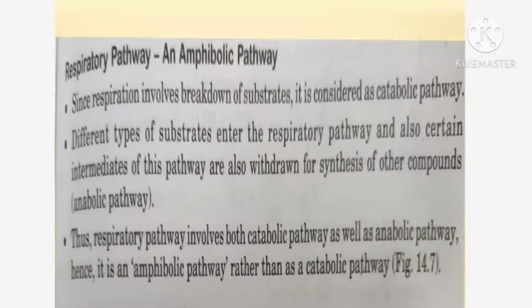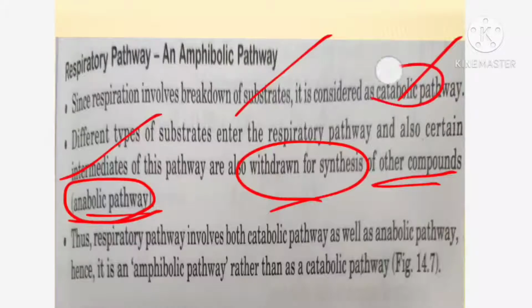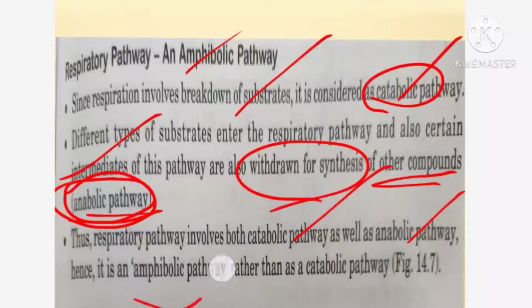So you can see, I will just read out what has been given. It's not that clear, I will read out. Since respiration involves breakdown of substances, it is a catabolic pathway. Different substrates enter the respiratory pathway and also certain intermediates of the pathway are withdrawn, okay. For synthesizing something, some substances are taken. So this is an anabolic pathway, okay. Since both catabolic and anabolic pathway is involved, it is called as what? Amphibolic. So respiratory pathway involves both catabolic as well as anabolic pathway. That's why it is called as what?